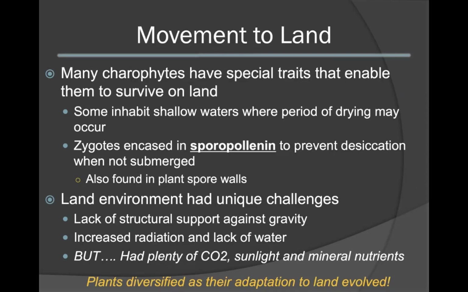This is also a polymer that can be found in plant spore walls, also supporting the relationship between charophytes and modern plants. The land environment offered some unique challenges to charophytes and plants, such as the lack of structural support against the forces of gravity, increased radiation from the sun, and lack of water access, but it also provided some unique advantages, such as an abundance of carbon dioxide to carry out photosynthesis, an abundance of sunlight, as well as access to mineral nutrients.